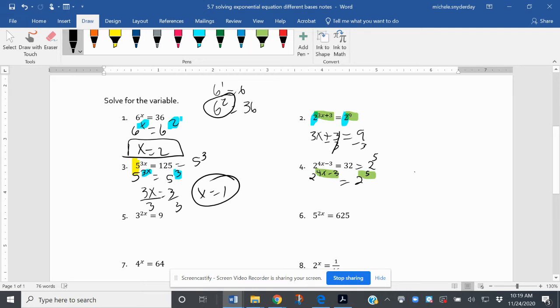So we have 4x minus 3, that's this power, equals 5, which is this power. The opposite of a negative 3 is to add 3 to both sides. That goes away, and I'm left with 4x. And 5 plus 3 is 8. The opposite of multiplying by 4 is to divide by 4. And we end up with x equals 2 for this answer.